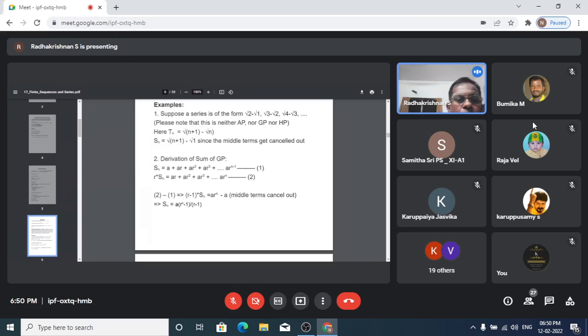We saw earlier that the sum to n terms of a GP is a into (r to the power of n minus 1) by (r minus 1). So we can see how it comes. It uses the telescopic technique. Okay.